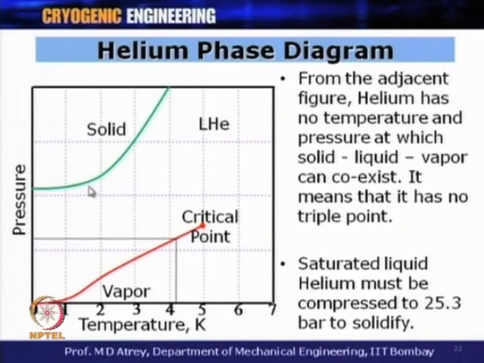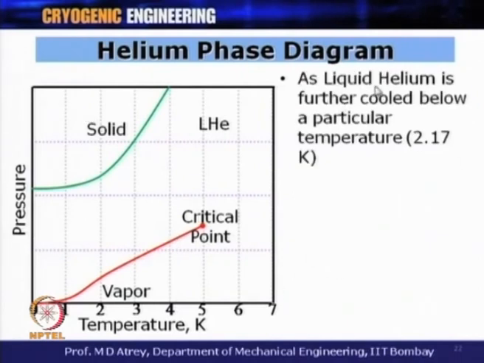Now, what happens? Of course, solid helium does exist. So, if I want to convert something to solid helium, what will I do? I will have to pressurize this to 25.3 bar to solidify. So, saturated liquid helium must be compressed to 25.3 bar to solidify. So, this point where I can get solid, the minimum pressure is 25.3 bar. Now, on this curve you can see that this pressure has not been given in the scale, because this is 1 bar. The pressure associated with this is around 2.5 bar, and the pressure I am talking about now is 25 bar. So, if I really want to get solid helium, I will have to compress the saturated liquid to 25.3 bar.